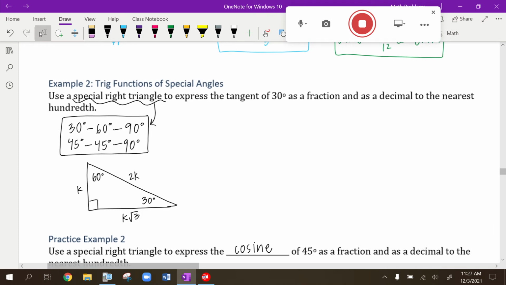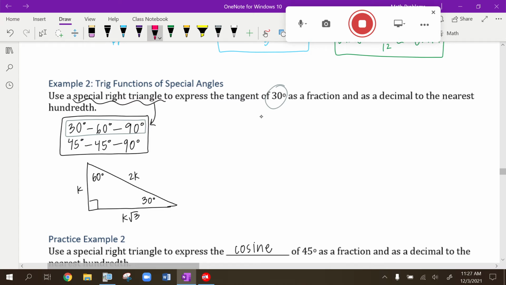It says use a special right triangle to express the tangent of 30 degrees as a fraction and as a decimal to the nearest hundredth. I know my special right triangles are 30, 60, 90, and 45, 45, 90. Since we're looking for the tangent of 30 degrees, I'm going to pick the special triangle that has a 30-degree angle. I already drew it here. You should draw it as well.